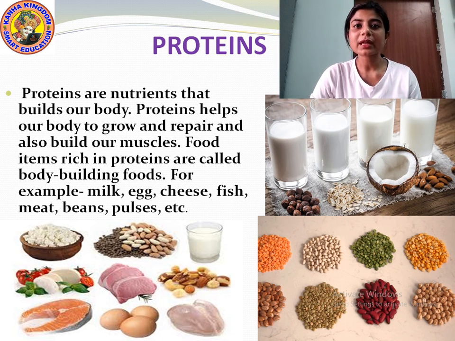The food items that are rich in protein are milk, coconut, cheese, fish, meat, beans, pulses, etc. These foods are rich in proteins. If you take these foods, you will get a good quantity of protein in your body, which will help your body to grow and to build up the muscles. Understood?